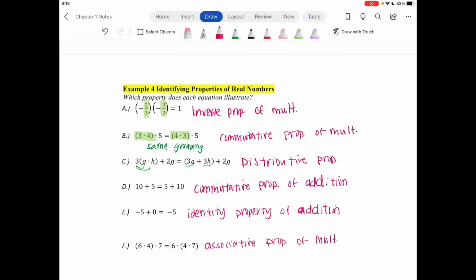D is a commutative property because we've changed the order of our addition. E is the identity property of addition because we started with one number and we ended with the same one. And on F, it's the associative property of multiplication because we've changed the grouping of what is inside of our parentheses.